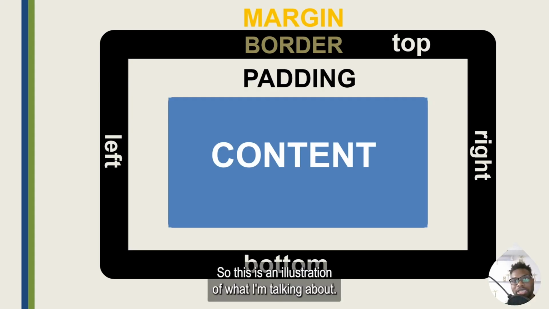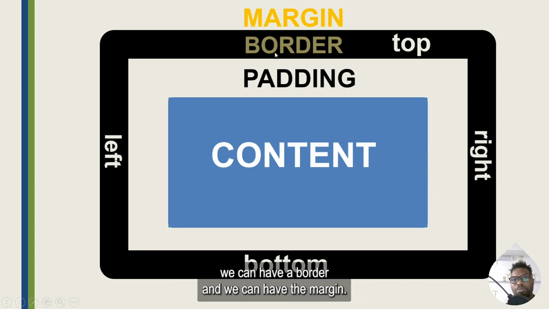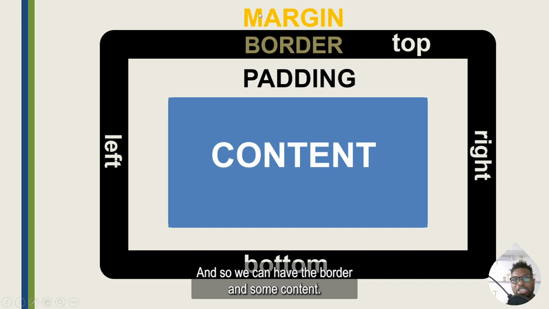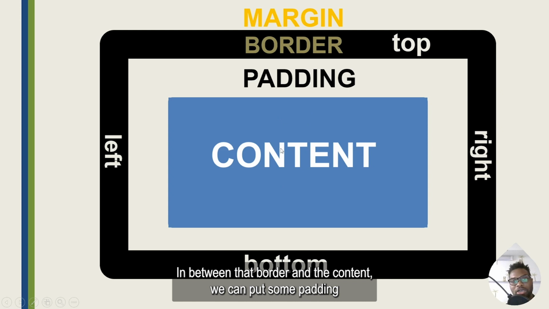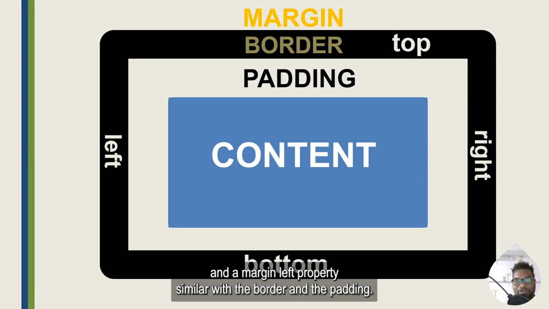This is an illustration of what I'm talking about. In the middle right here, as you guys can see, this is the content that we see on the page. Around that content, we can have some padding, we can have a border, and we can have the margin. Between the border and the content, we can put some padding, and outside the border, we can have a margin. We can have a margin-top property, a margin-right property, a margin-bottom property, and a margin-left property, similar with the border and the padding.